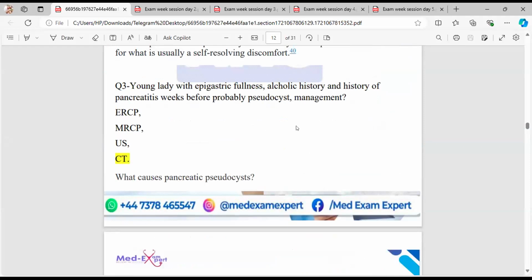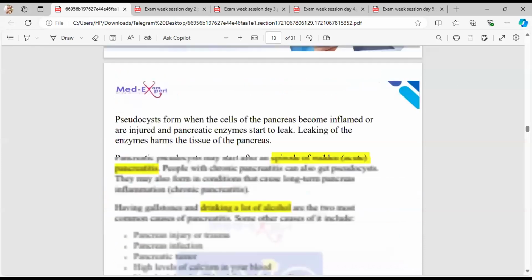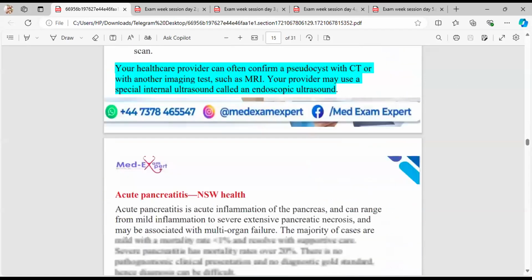And yes, if this question is related to pancreatitis and they ask what your next investigation will be, serum lipase. But if they ask what is your diagnostic, or confirmatory, investigation, then your answer will be CT scan. And this is confirmed from the NSW guideline. Okay, doctor, let's move to the next question.